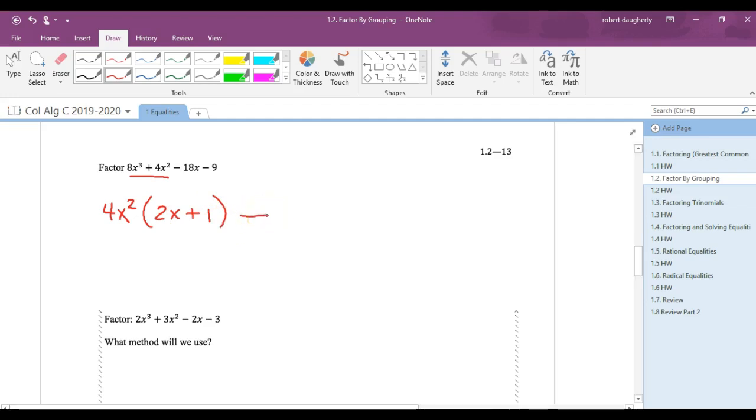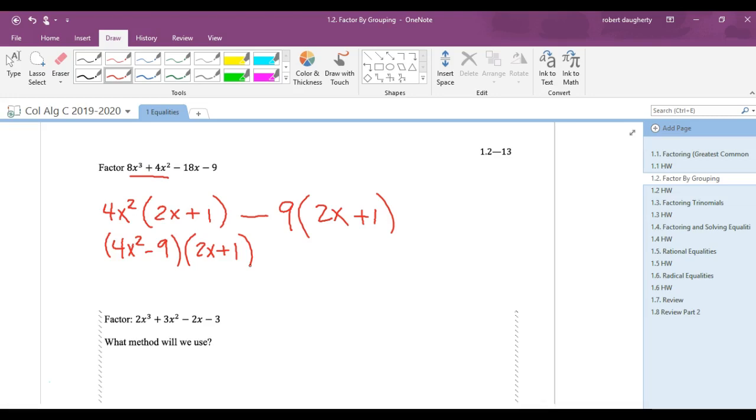What number is common between 18 and 9? 9. So what do I multiply negative 9 by to get negative 18x? That's just 2x. What do you multiply negative 9 by to get negative 9? Yeah, plus 1. So now your answer is 4x squared minus 9 times 2x plus 1. And now this is where the tricks come into being. Am I done? Why am I not done?